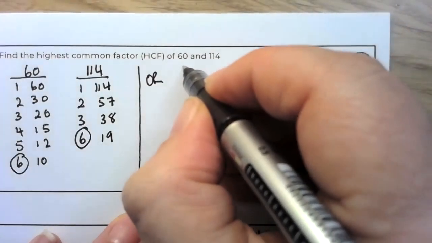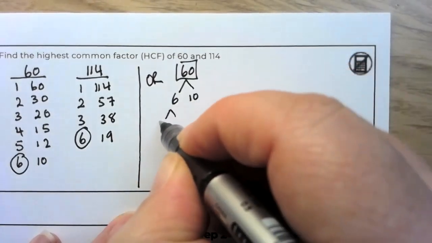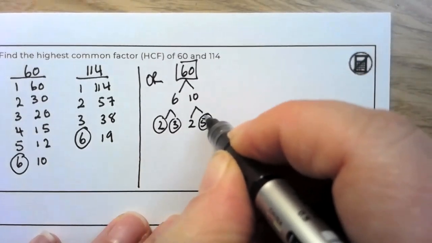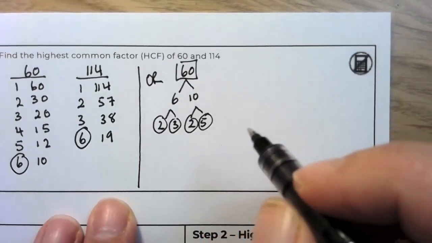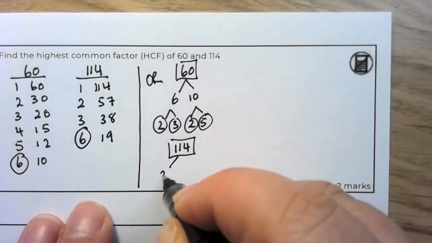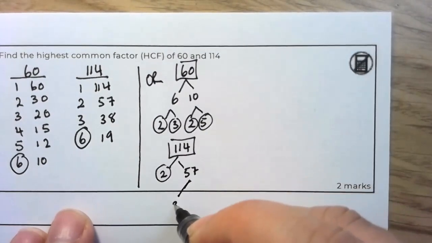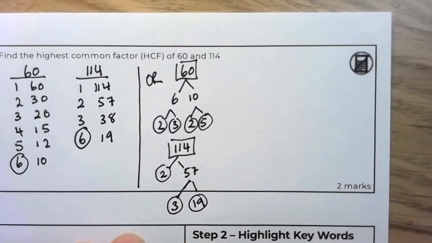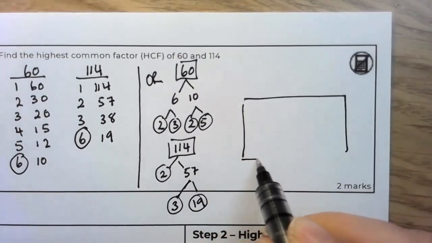So we could do factor trees. Prime factor trees. This is 60 as a factor tree. The numbers aren't particularly pleasant. You might not know that 19 is a prime number.